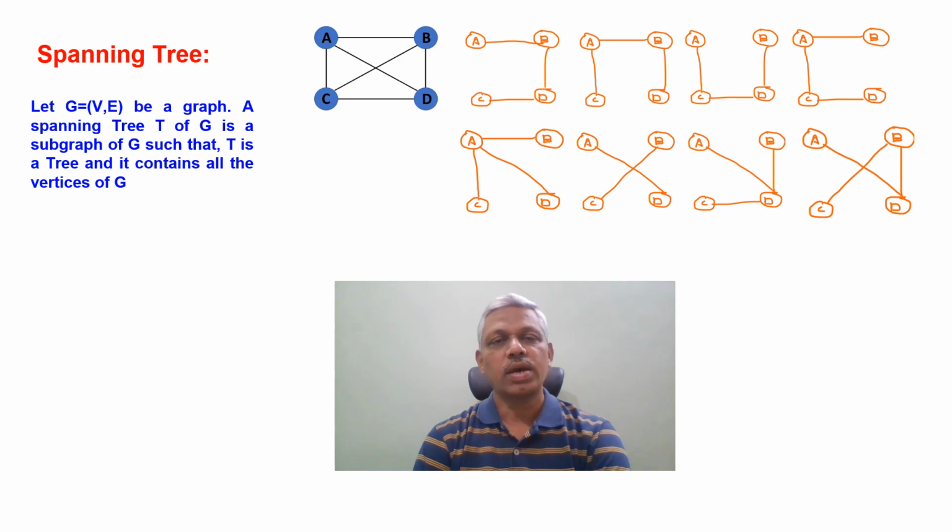In this example, we have 4 vertices and 6 edges. From this, we can observe that there are several possible spanning trees. Here are some examples of spanning trees that are constructed from the given graph. 4 vertices are there in each of them, and no cycle is present in any one of them. So these are all the possible spanning trees that we can generate from the given graph.